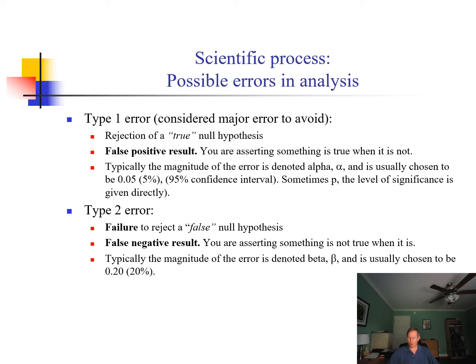Now, a type 2 error is if I fail to reject a false null hypothesis. So I'm saying that it's not true, but it really is. This beta error is going to be larger than this alpha error, and typically it's going to be around 20%. And I'm going to go ahead and then from this estimate what the power of my study is.